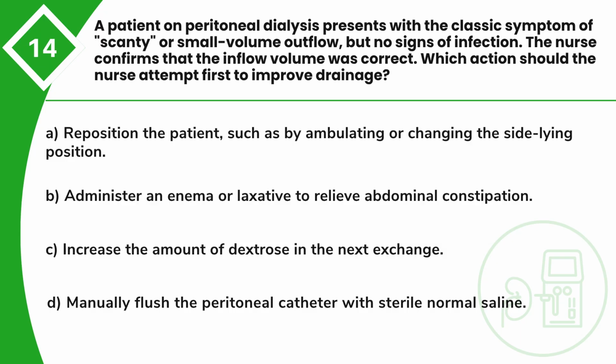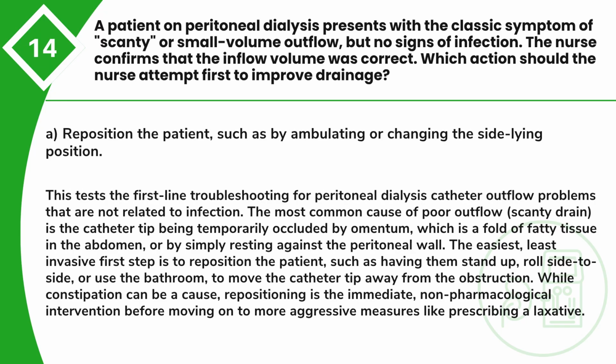A. Reposition the patient, such as by ambulating or changing the side-lying position. B. Administer an enema or laxative to relieve abdominal constipation. C. Increase the amount of dextrose in the next exchange. D. Manually flush the peritoneal catheter with sterile normal saline. Answer. A. Reposition the patient, such as by ambulating or changing the side-lying position.